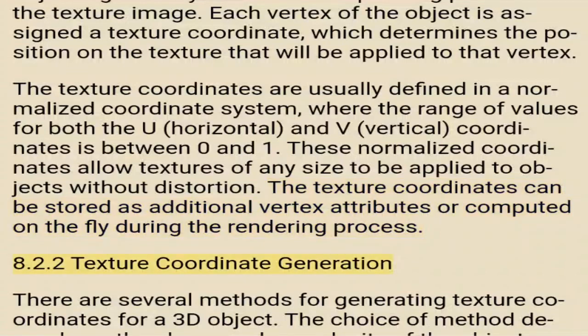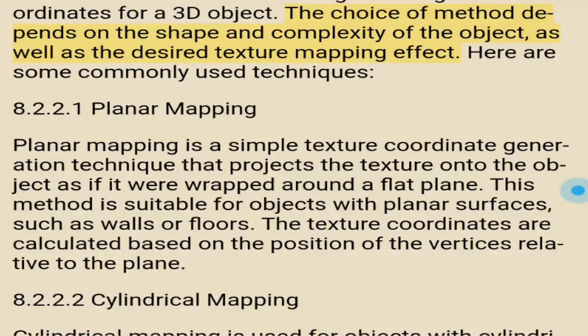8.2.2 Texture Coordinate Generation. There are several methods for generating texture coordinates for a 3D object. The choice of method depends on the shape and complexity of the object, as well as the desired texture mapping effect. Here are some commonly used techniques. 8.2.2.1 Planar Mapping. Planar mapping is a simple texture coordinate generation technique that projects the texture onto the object as if it were wrapped around a flat plane. This method is suitable for objects with planar surfaces, such as walls or floors. The texture coordinates are calculated based on the position of the vertices relative to the plane.